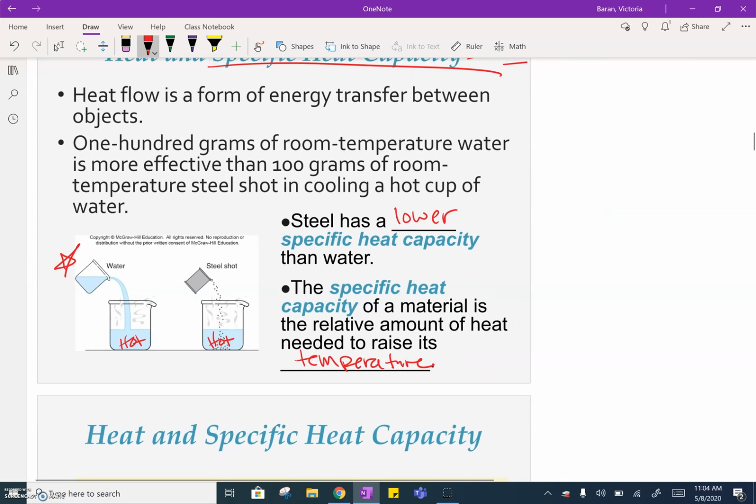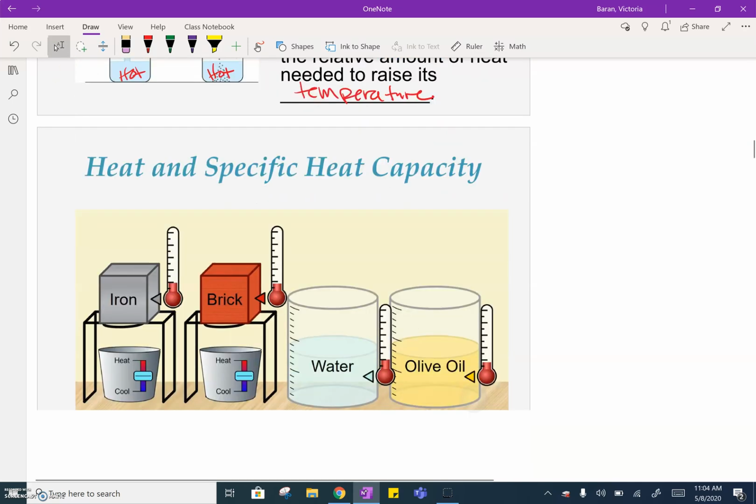So water has one of the highest specific heat capacities, meaning it takes a lot to change its temperature. So since we're adding this room temperature water and it has a very high specific heat capacity, it's going to be able to absorb more of the energy and more of the heat from the hot water than the steel will. And I'm going to illustrate this.